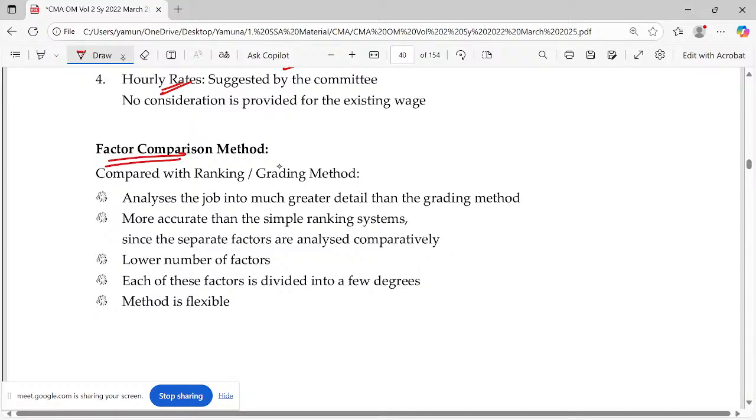Second one, the factor comparison method. Compared with the ranking and grading method, here you analyze the job, because we are talking about the factors.